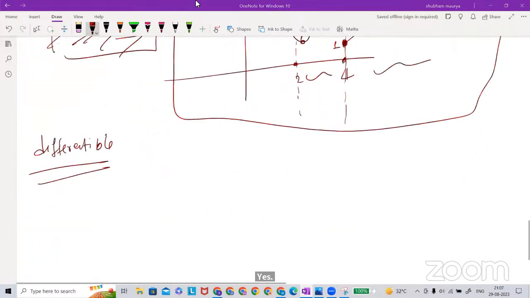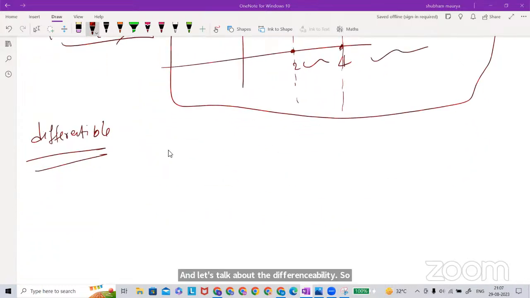And let's talk about differentiability. Many people have doubts about the meaning of the words differentiability, differentiable, and derivative. Let me first clarify: differentiable and differentiability have the same meaning. Derivative is a different thing.